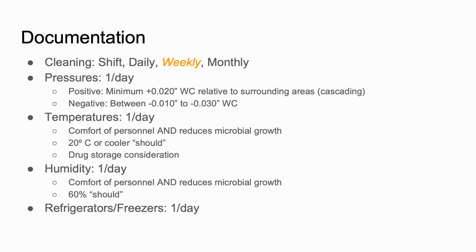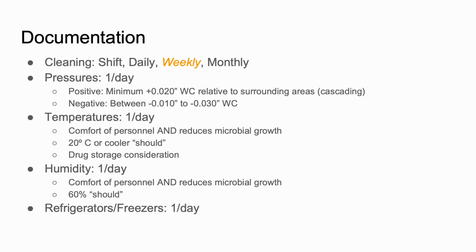Pressures at a minimum will be documented once per day, with positive pressures being a minimum of 0.020 water column relative to the surrounding area in a cascading fashion, meaning that the buffer room will be a positive 0.020 greater than the anteroom, which will be a positive 0.020 greater than the general pharmacy. A negative pressure area will be a negative 0.010 to a negative 0.030 water column relative to the adjacent area. Note that we are keeping these out to 3 decimal points in order to avoid rounding into compliance.